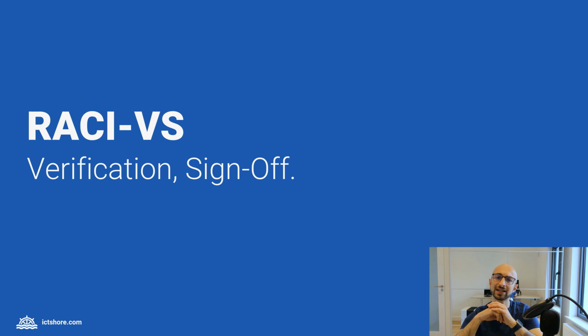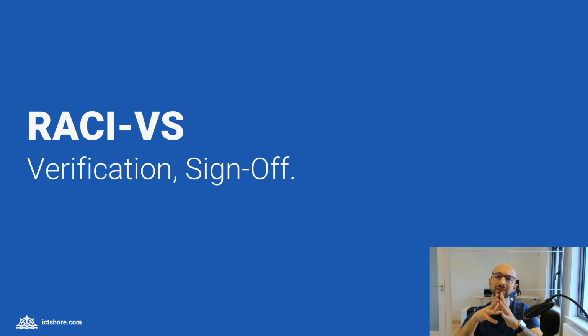Another variant of this is RACI VS, where here we have two quality related roles, which are verification and sign off. Verification is kind of like the Q we saw before, is quality review or verifying that the deliverables, so what we create with our project, is fit for purpose, is exactly what we meant it to be. But then we have someone else who is in charge of signing off, so accepting, okay, this is verified, this is good, and we can deliver it to the customer.